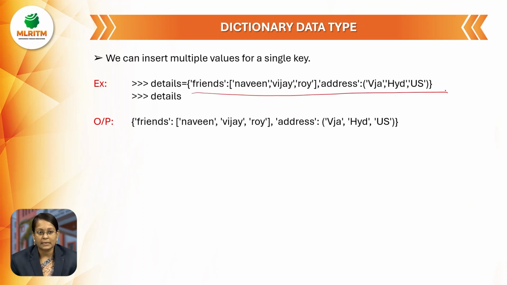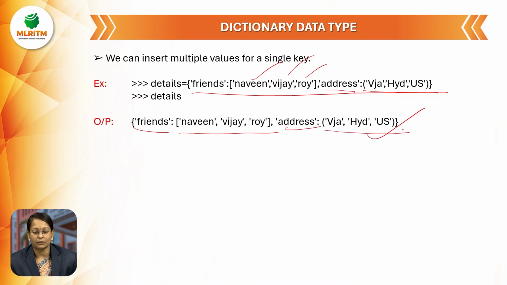Details is equal to friends. Friends is a key, since I have many friends. The values of friends are Naveen, Vijay, Roy. These 3 are the friends, enclosed and represented in list format. Next, comma, address. Address is a key. The corresponding addresses are Vijayawada, Hyderabad and US. Then we will get the answer like this. Friends is a key, address is also a key, and these are the values.